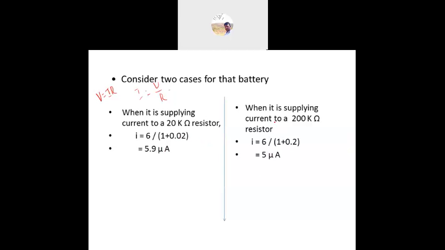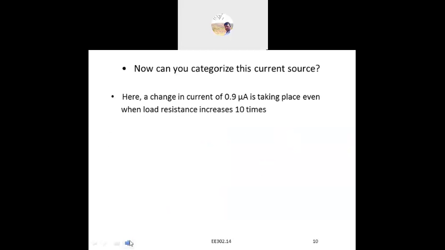Next is the 200k case. So we get I equal to V by the resistance, and then we get the current flowing in the circuit, that is 5 microamperes. So here the change in current is 0.9 microamperes when the load resistance is increased 10 times, from 20 kilo ohms to 200 kilo ohms. So the change is only 0.9 microamperes.